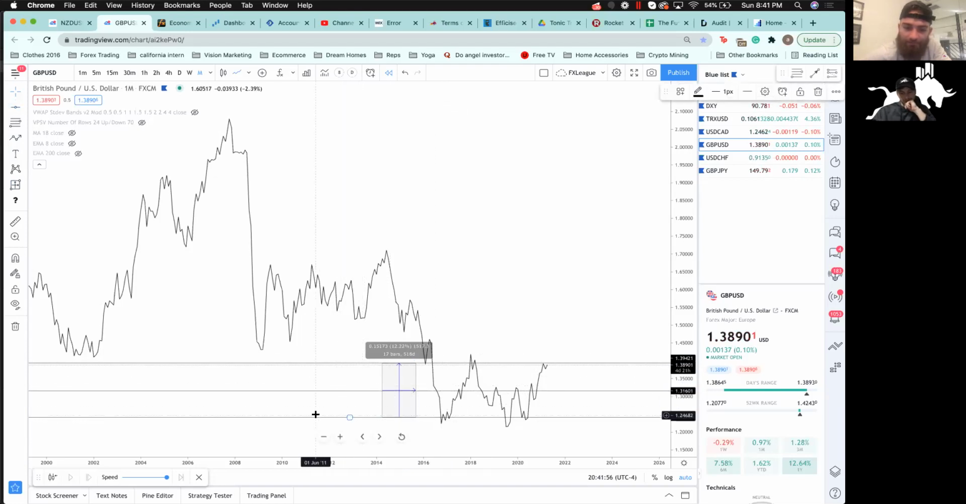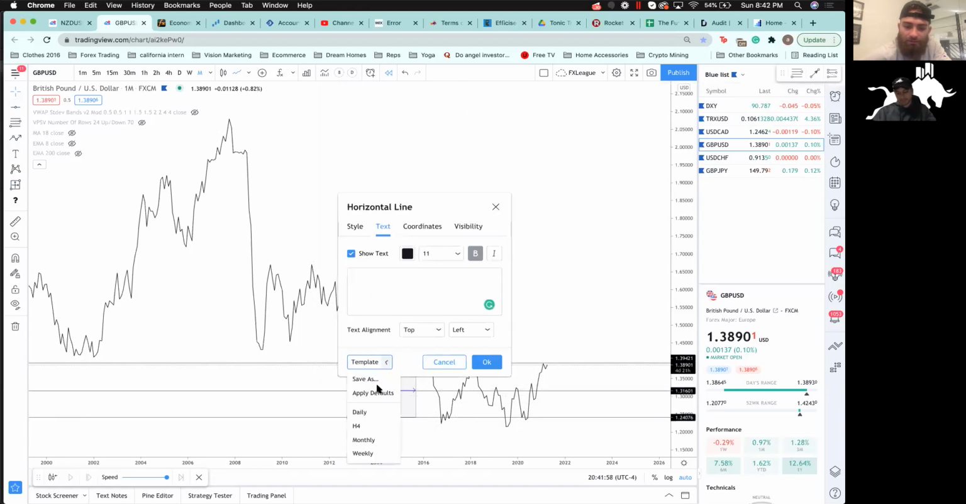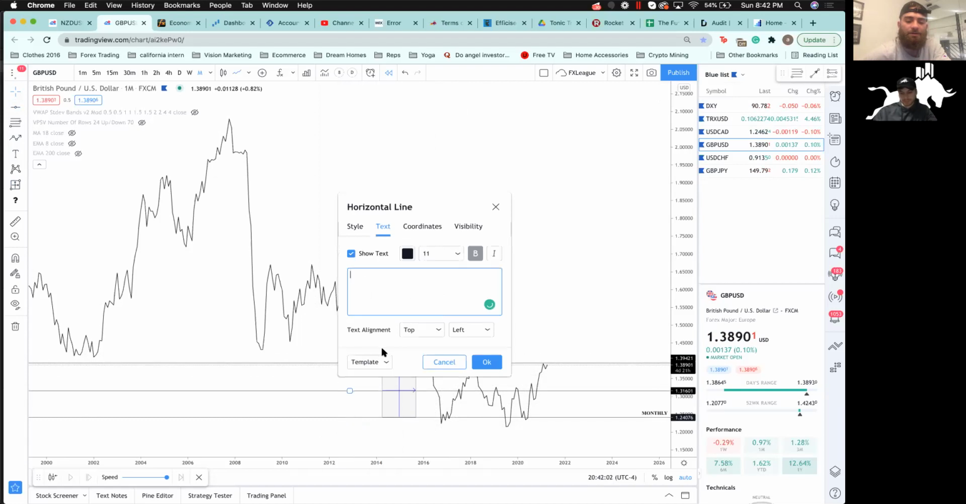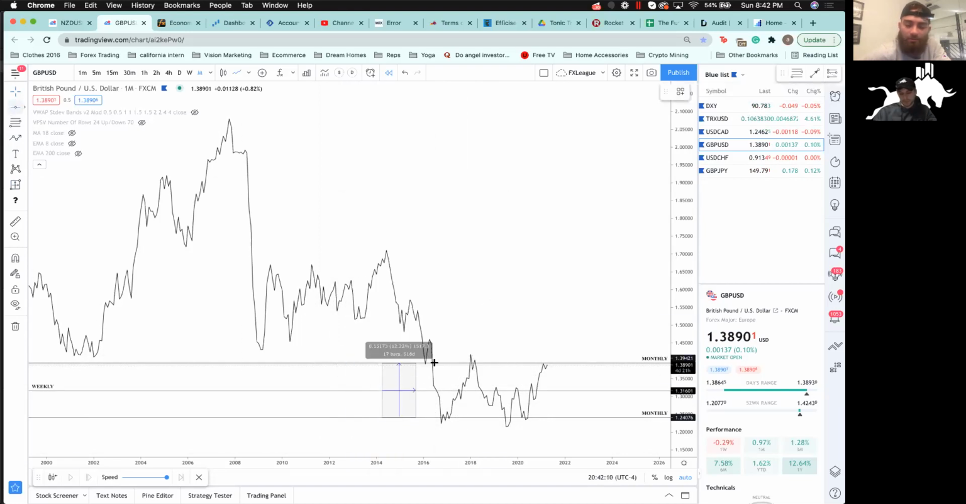If anything, what I do want to do, let's go up to the monthly, right here, the weekly, right here, boom. What I do want to do is mark something above here in case price does move up. And I see we have a level right here based on all this support, resistance.